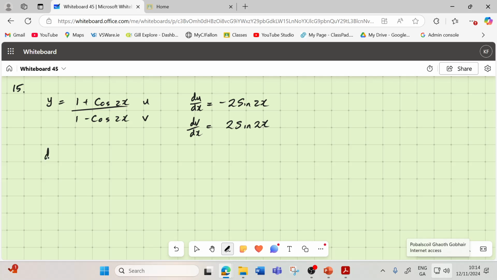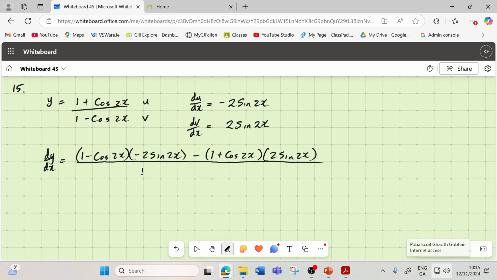Now dy/dx equals v du/dx, so (1 minus cos 2x) times (minus 2 sine 2x), minus u dv/dx, so (1 plus cos 2x) times (2 sine 2x), all over (1 minus cos 2x) squared.